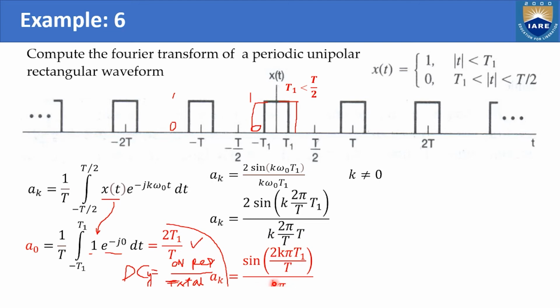So now I have the kth coefficient as this: sine divided by k pi, which is inversely proportional to k.